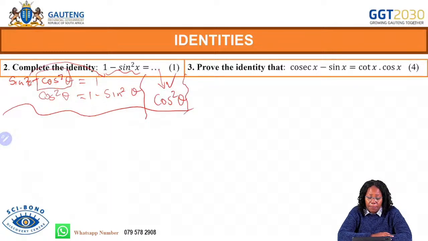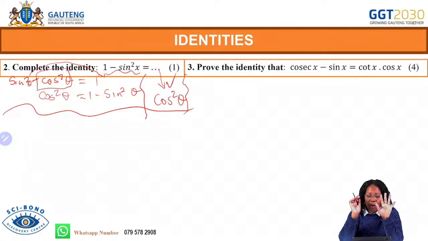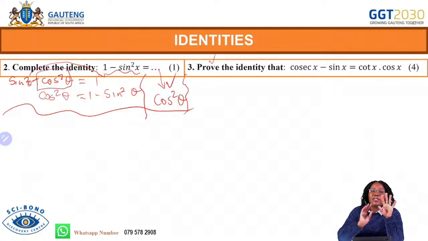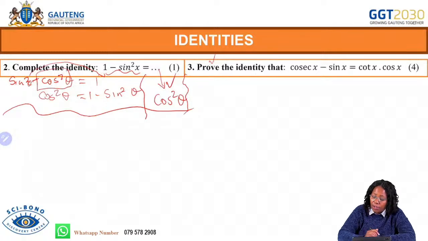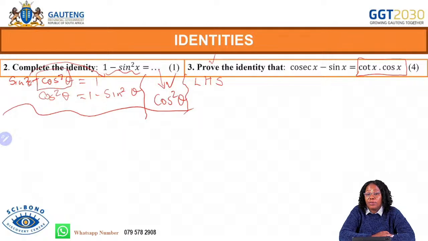And then number 3, prove the identity that cosec x minus sine x is equal to cot x multiplied by cos x. Remember, now you have a left-hand side, you are proving that the left-hand side is equal to the right. You cannot take anything and transpose from left to right, because you need to prove what is on the left is equal to what is on the right-hand side, grade 12. So we are going to concentrate only on one side, which is the left-hand side, and see, can we get that answer, because the answer is given to us there.